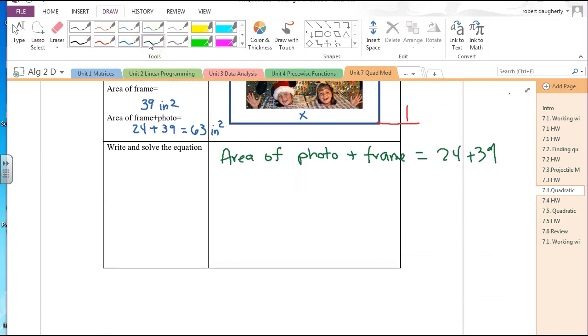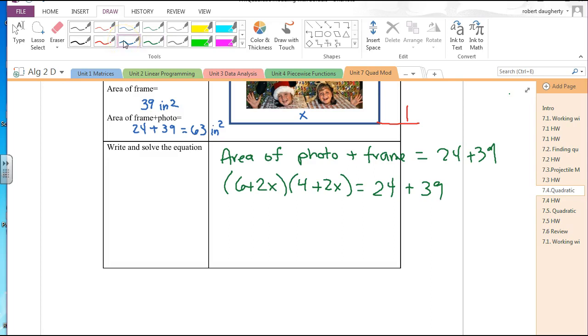So the area of the photo plus the frame is 24 plus 39. So that means that 6 plus 2x times 4 plus 2x is equal to, and you'll see why, I just write this 24 plus 39 instead of adding that together. Now, do you see how this is a quadratic model now? Yeah, because when I multiply these two terms together, I will get a quadratic equation.